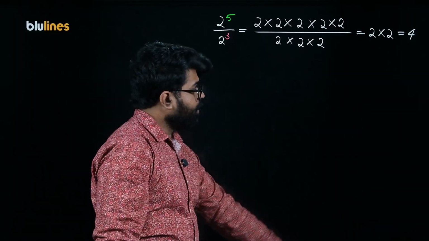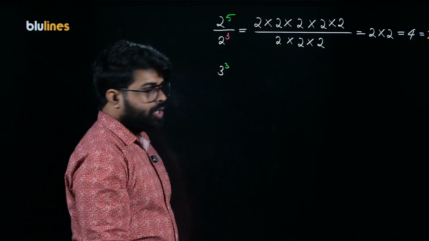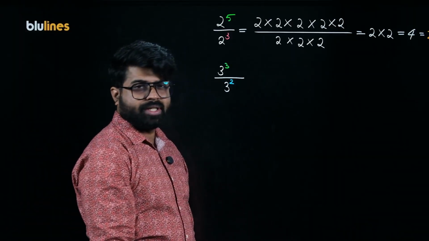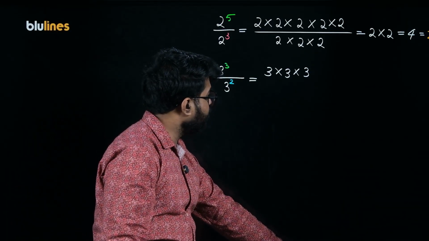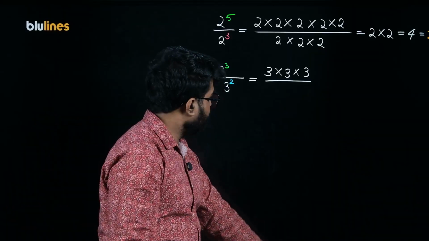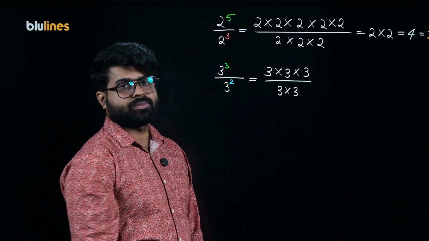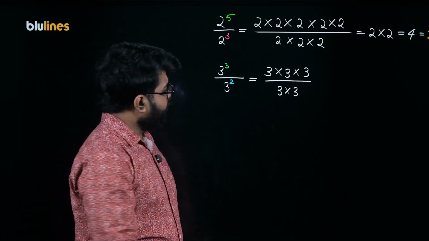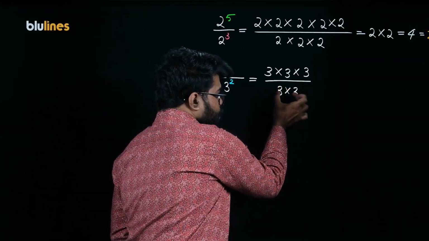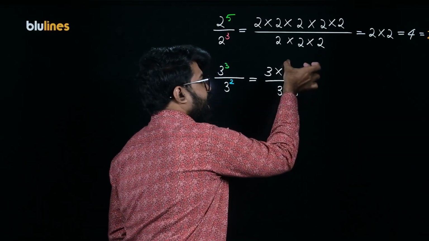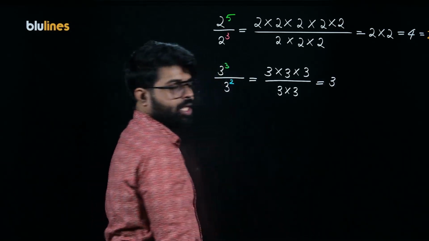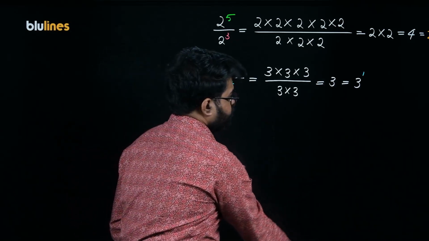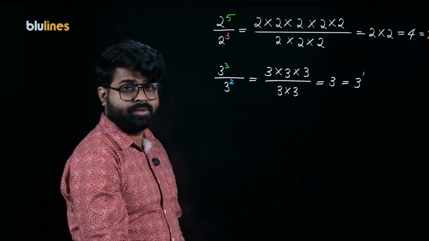Okay. Similarly, let us see 3 cube divided by 3 square. I can express 3 cube as 3 multiplied with 3 multiplied with 3 divided by 3 multiplied with 3. Now again you can cancel out 2 3's from denominator and 2 3's from numerator. So our remaining will be 3, which is equal to 3 to the power 1.